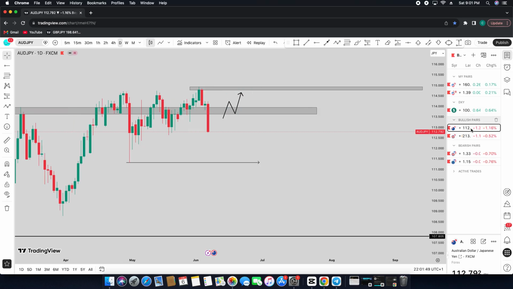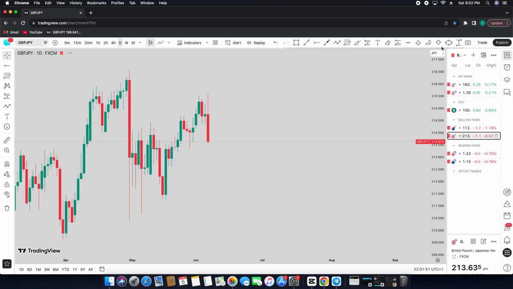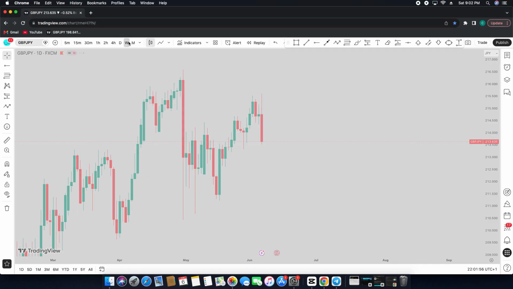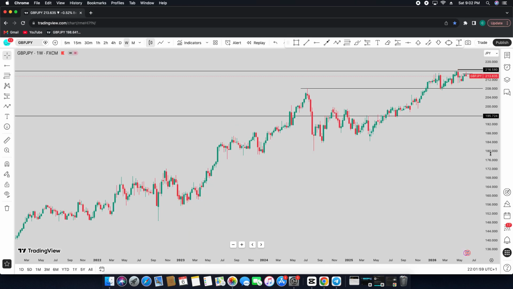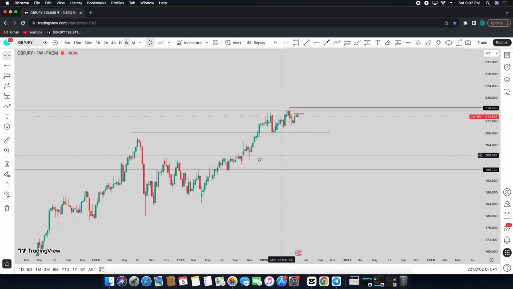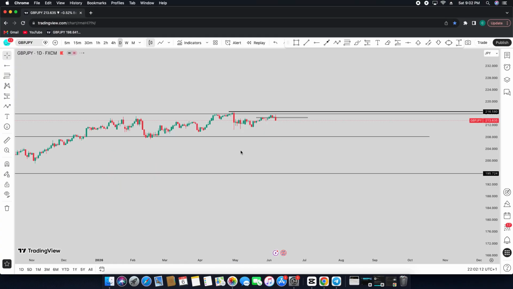So the next pair on my list is GBPJPY. So GBPJPY on the weekly time frame, overall we are bullish. The market broke resistance, retest, new high, and it came back down to retest. So let's see what's going on here on the daily time frame. So overall we are still bullish.